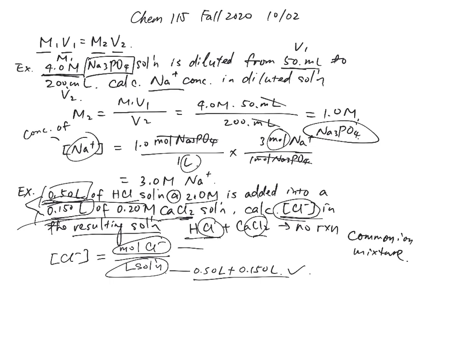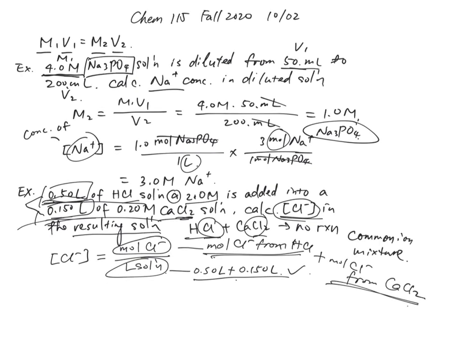Can I get the total moles of chloride ion by adding the moles of chloride ion from each component? So moles of chloride from HCl, plus moles of Cl from CaCl2. If I can do both of those, then I'm good. Can I do both of those? Well, let's see. This part we already have. If I can get those two things, I'm all set.